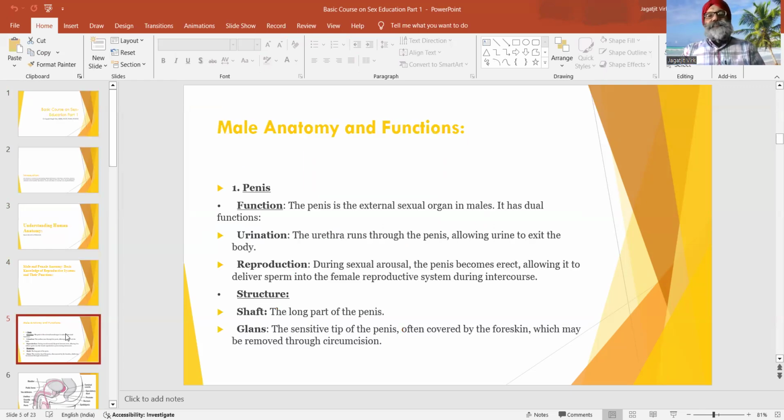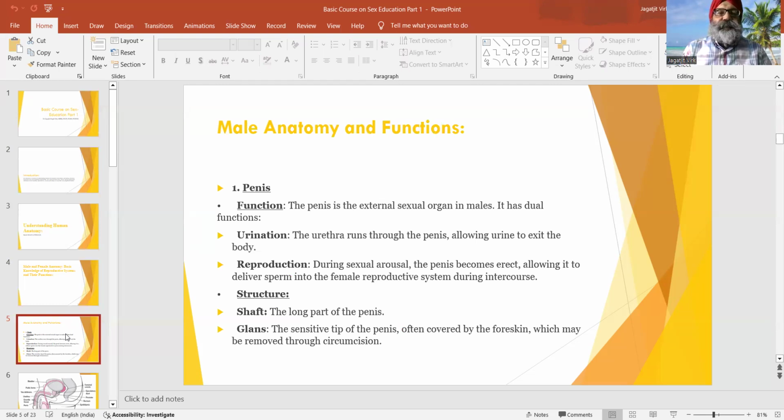Male anatomy and functions. In males, there is one penis. Its function is the external sexual organ in males. It has dual function. One is urination. The urethra runs through the penis, allowing urine to exit the body. And the other is reproduction. During sexual arousal, the penis becomes erect, allowing it to deliver sperm into the female reproductive system during intercourse.